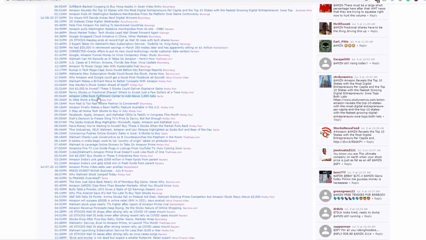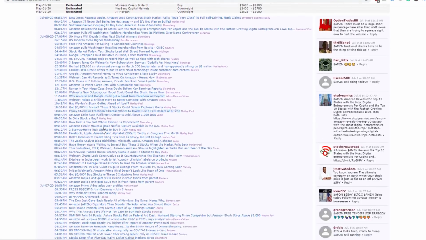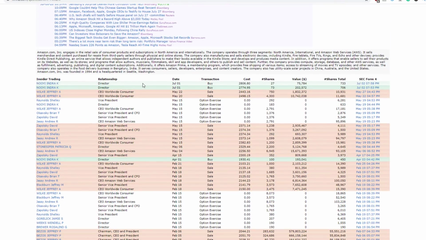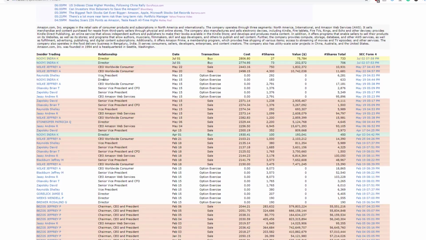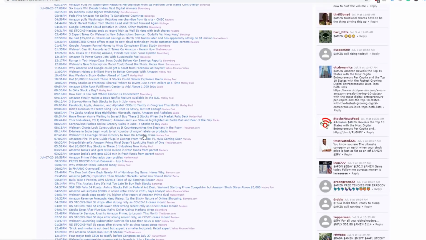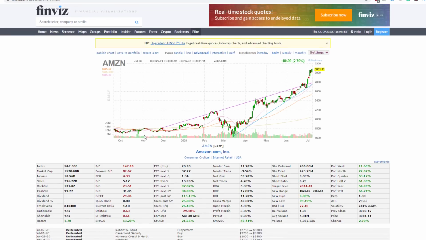Underneath here, all the news about this particular stock, you can see it all here. Scroll down even further, you even get anything that's going on in terms of insider trading. And this is a great screen when you've made a pick and choice of the potential stock that you're looking at.